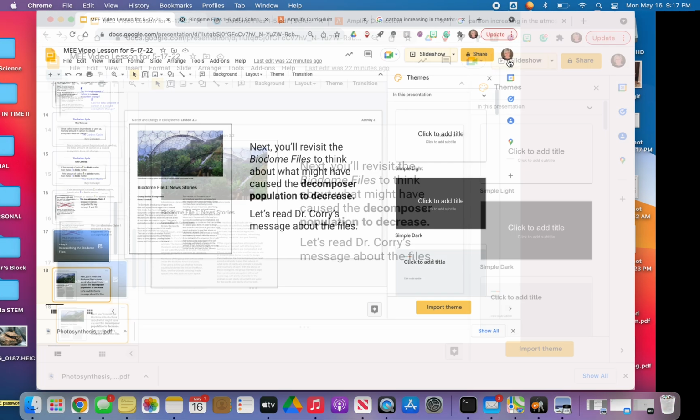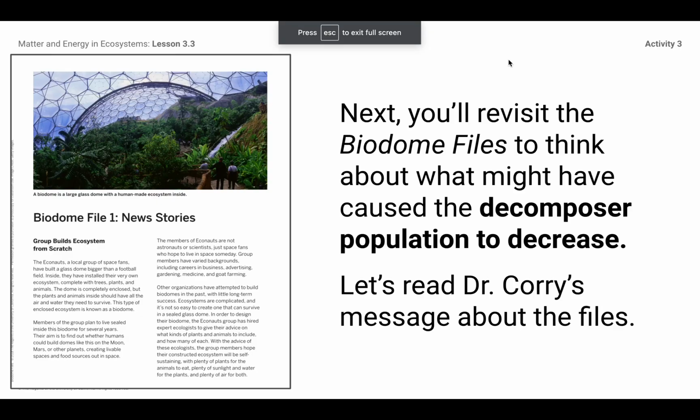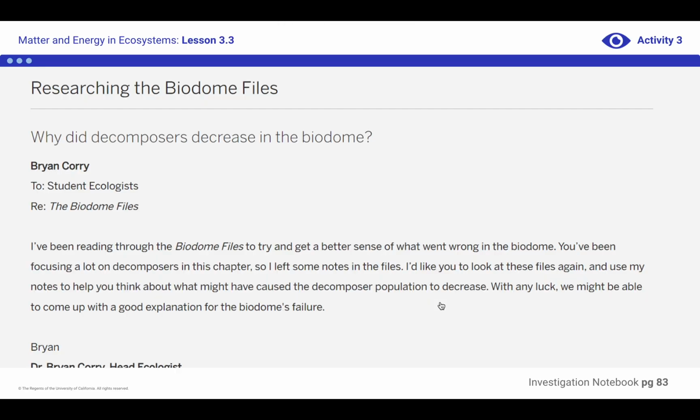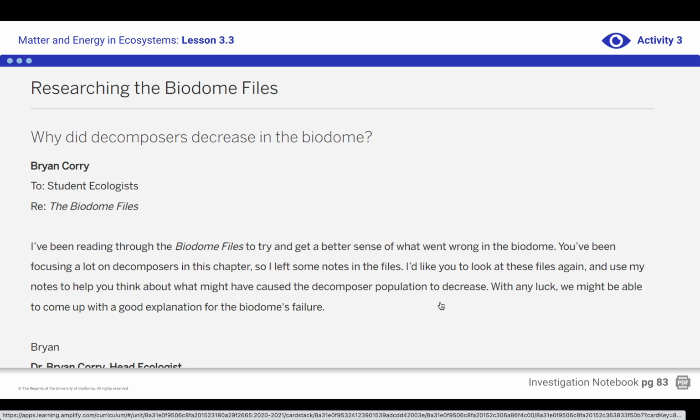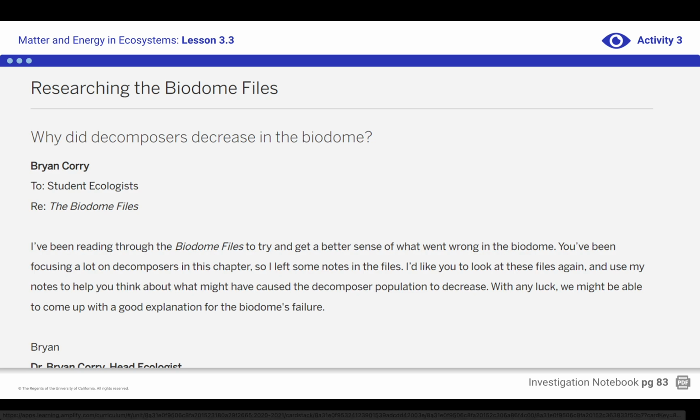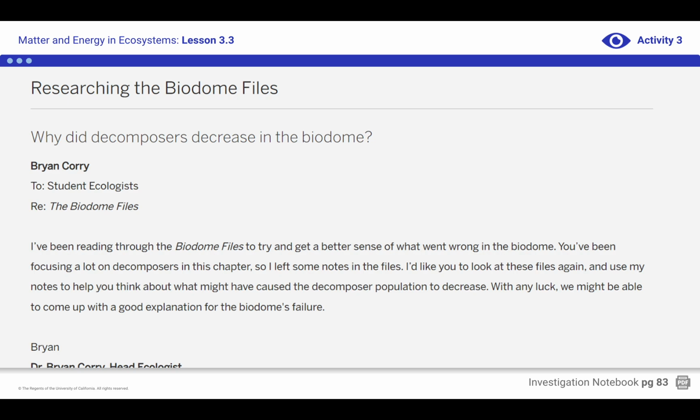Let me come back here to my slideshow. So let's read Dr. Corey's message about the files before you read them. He says, I've been reading through the biodome files to try to get a better sense of what went wrong in the biodome. You've been focusing a lot on decomposers in this chapter, so I left some notes in the files. I'd like you to look at these files again and use my notes to help you think about what might have caused the decomposer population to decrease. With any luck, we might be able to come up with a good explanation for the biodome's failure.